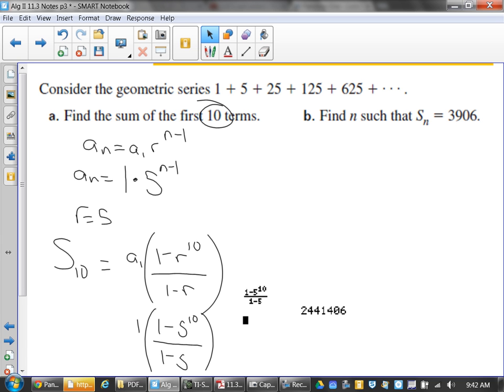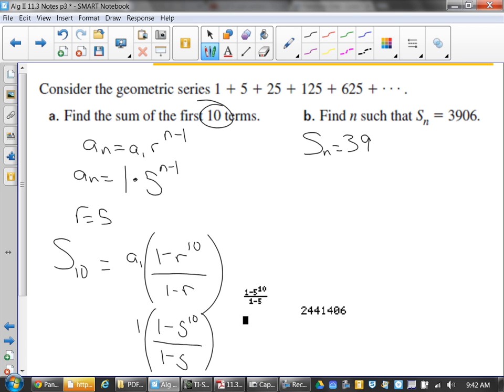So now comes the curveball. How many of these do we have to add up together to have it equal 3,906? How many of these terms in the sequence, find n such that the sum of them is going to equal 3,906? It's going to be less than 10.